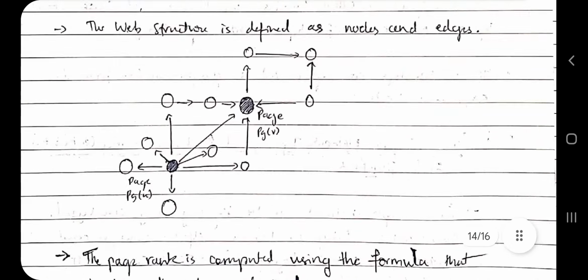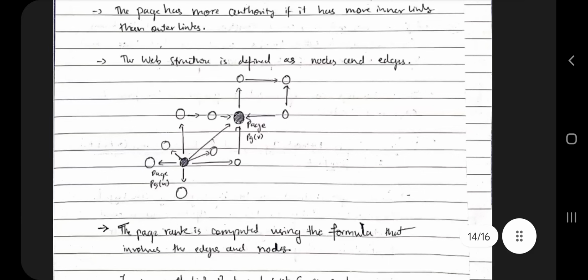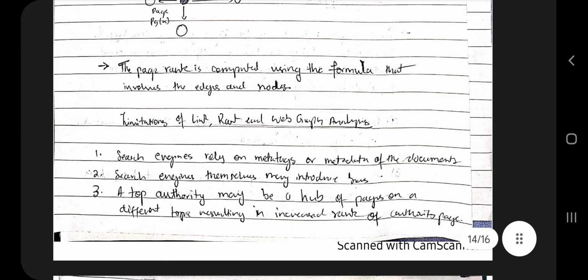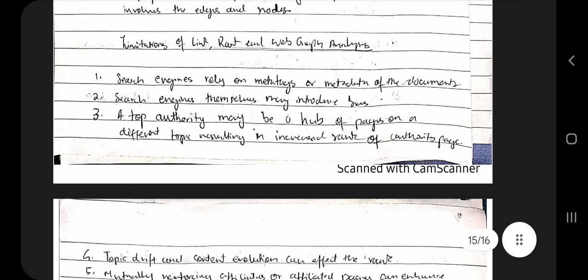The web structure is defined as nodes and edges. Nodes are the content, edges are the links. So like that you can have different pages and the different links present in them. The page rank is computed using a formula that involves edges and nodes. There are complex formulas, you can go through them in the textbook. I have not written them here, so you can learn from there itself.